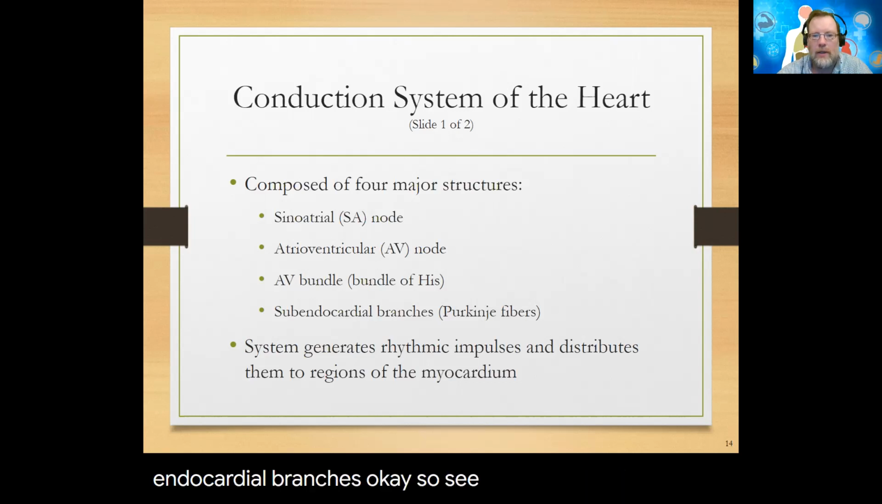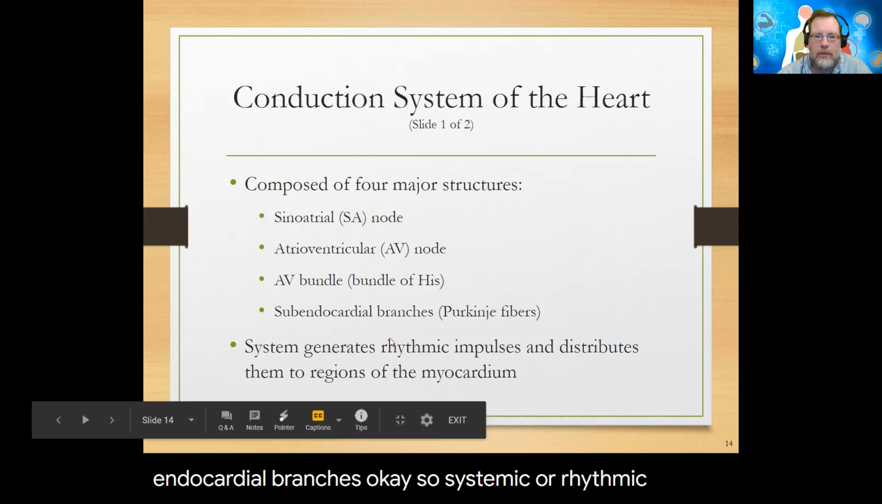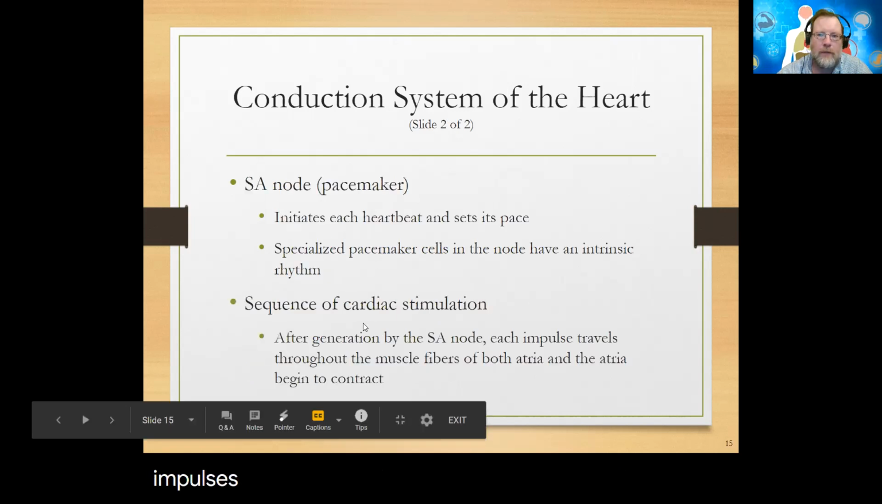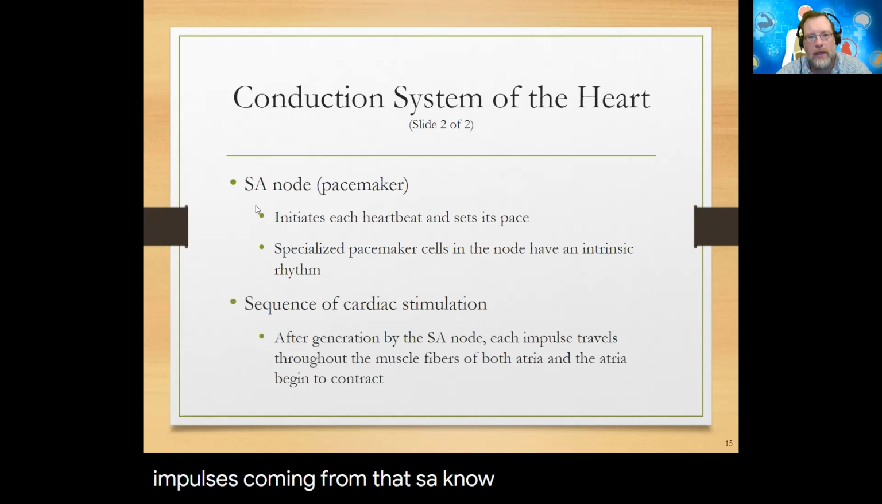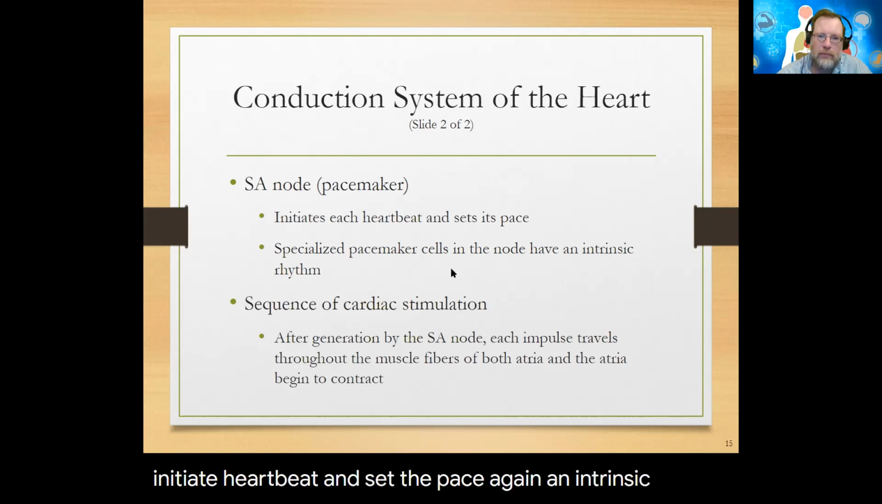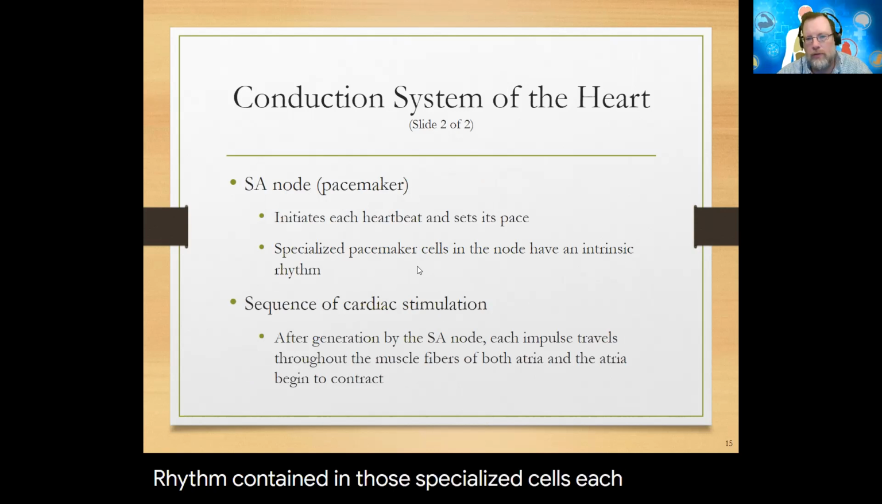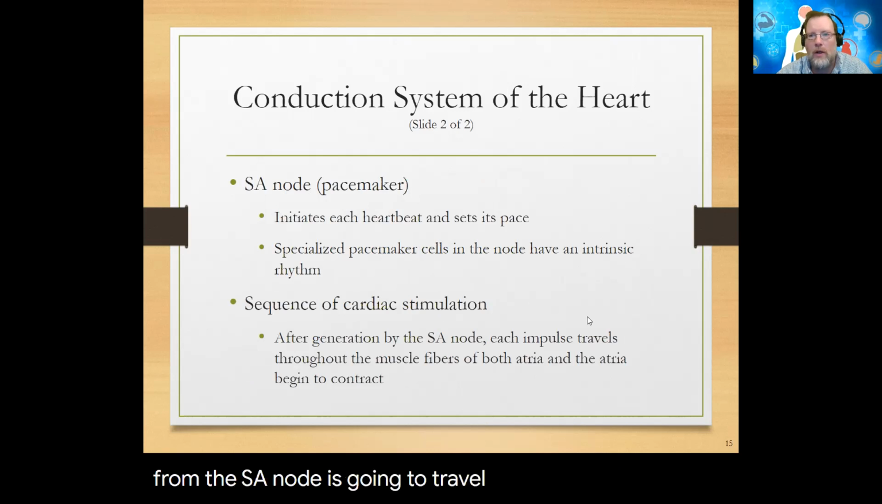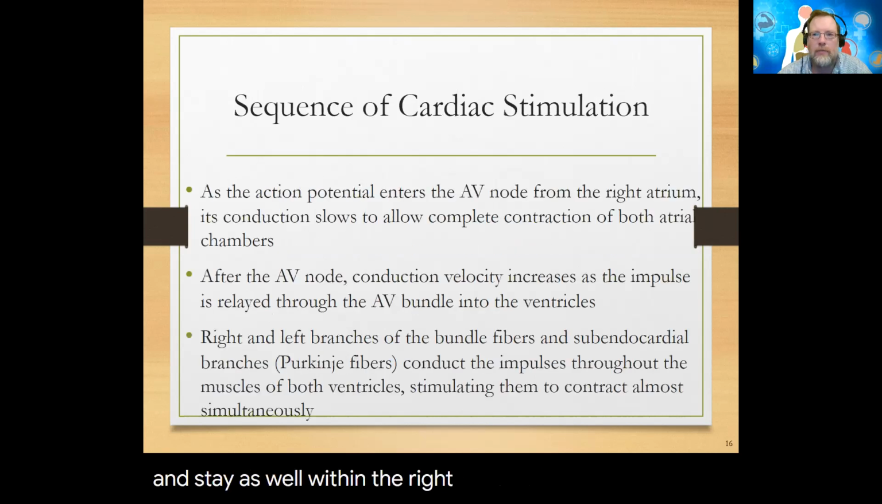Okay, so rhythmic impulses coming from that SA node. That SA node will initiate heartbeat and set the pace. Again, an intrinsic rhythm contained within those specialized cells. Each impulse from the SA node is going to travel over to the left atrium and stay as well within the right atrium. So we'll see some branches traveling over to the left atrium.